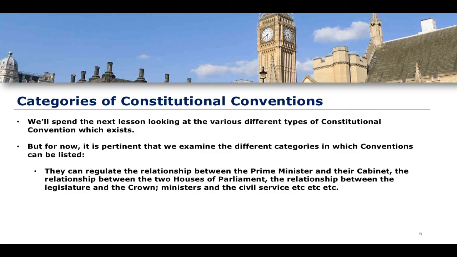You also have the relationship between the legislature and the Crown. Technically, giving royal assent to legislation is a constitutional convention, and so as a result it regulates the relationship that Parliament has with the monarch. So some of these are really easy to understand, some of them are a little bit more complicated, and we'll get to some more examples in the next lesson.